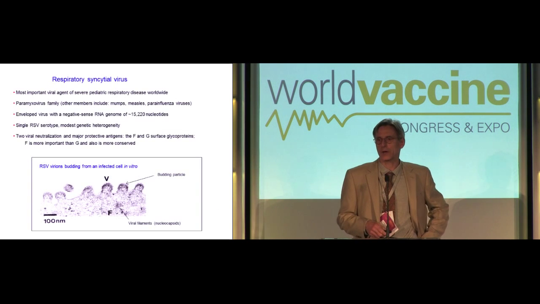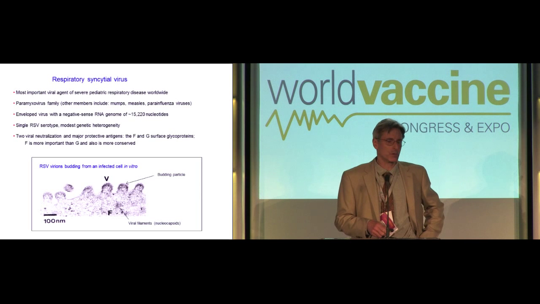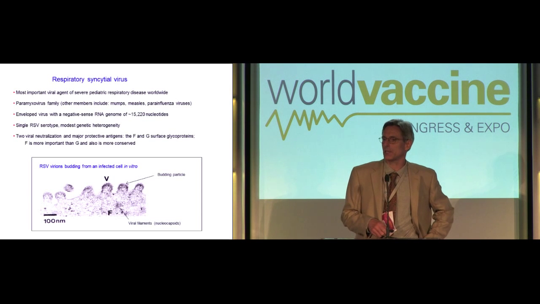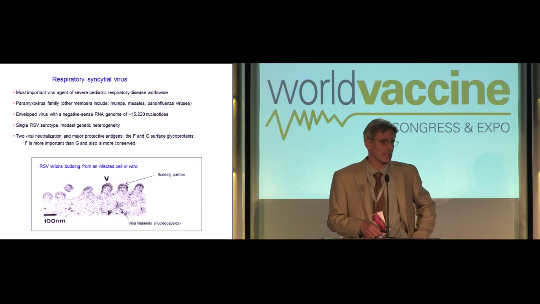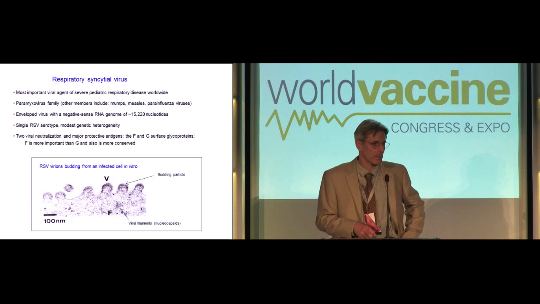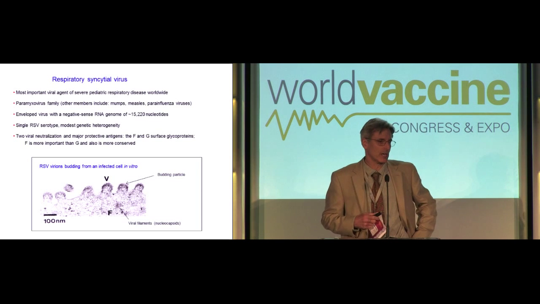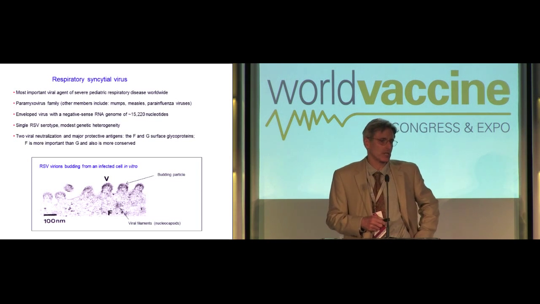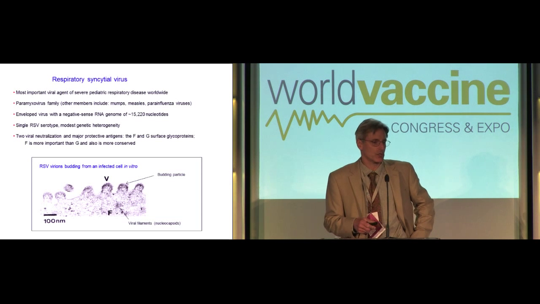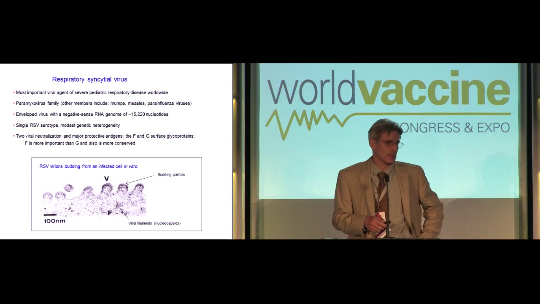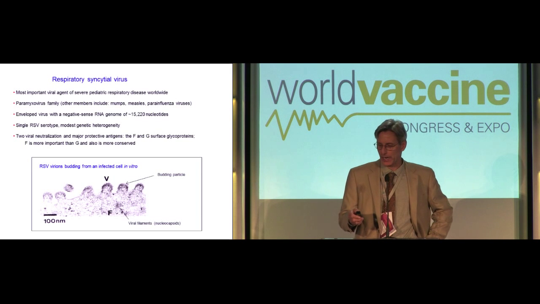So you've heard about RSV already today. It's the most important viral agent of pediatric respiratory tract disease worldwide. It's a paramyxovirus. It's an enveloped virus with a negative sense genome that we sequenced back in the 1980s. There's a single serotype, and there are two neutralization antigens, which are the major protective antigens. These are the F and G glycoproteins, and F is more potent and more highly conserved.